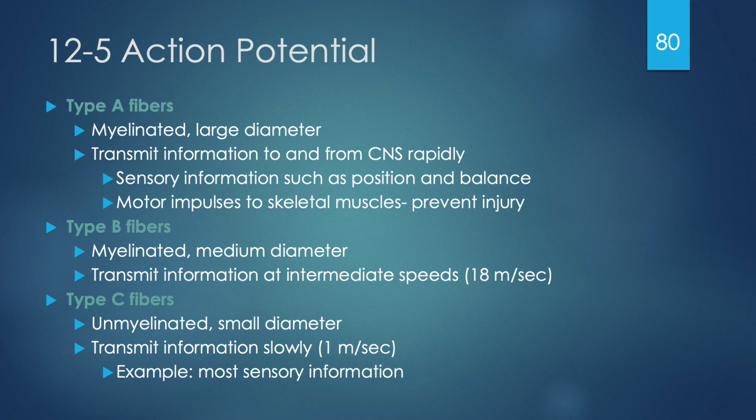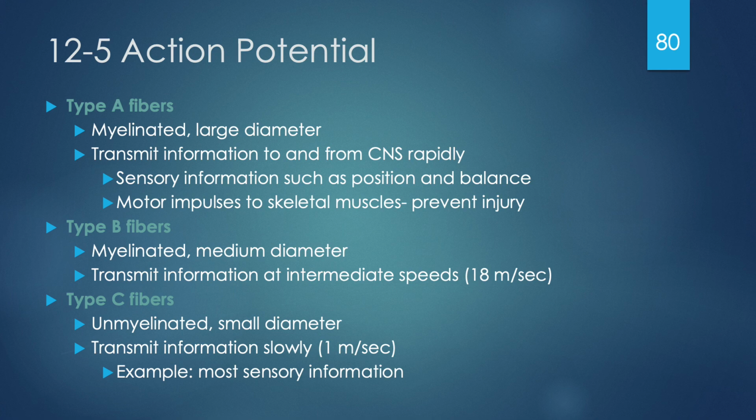Type B fibers are myelinated also, but they're a smaller diameter than the type A fibers. So these are going to transmit information at more intermediate speeds, which is roughly about 18 meters per second. Type C fibers are our slowest. They're unmyelinated and they are small diameter, so they have both things going against them in terms of speed. So they're going to transmit information quite slowly at about the rate of 1 meter per second.